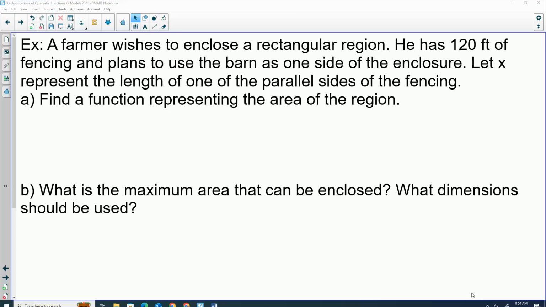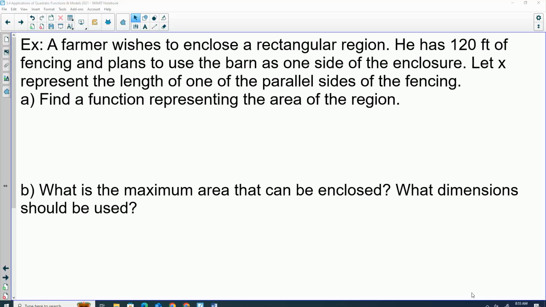...wishes to enclose a rectangular region. He has 120 feet of fencing and plans to use the barn as one side of the enclosure. Let X represent the length of one of the parallel sides of the fencing.